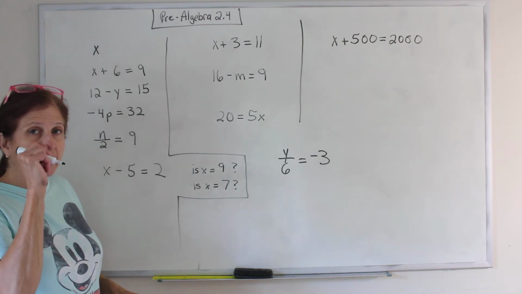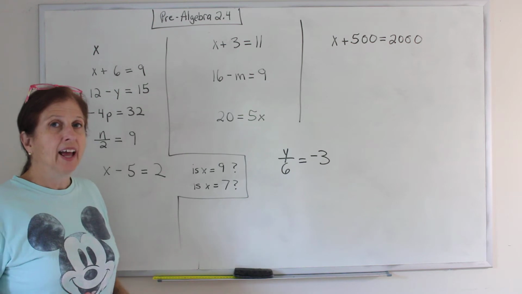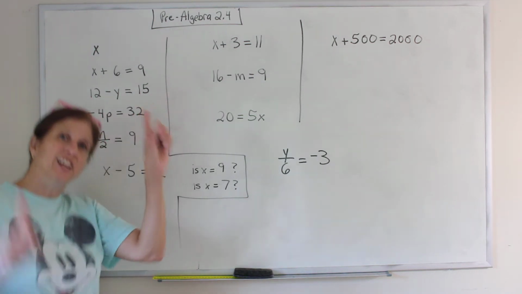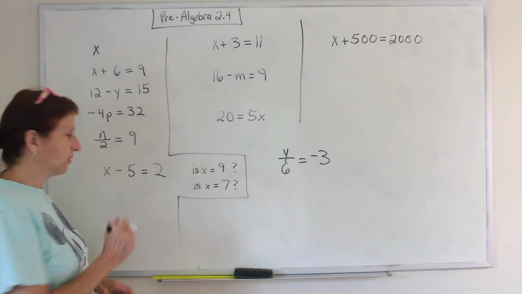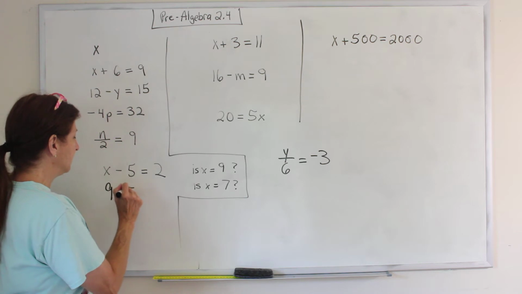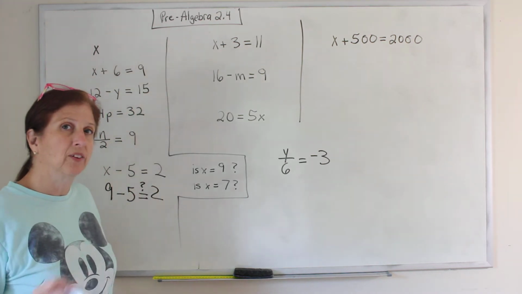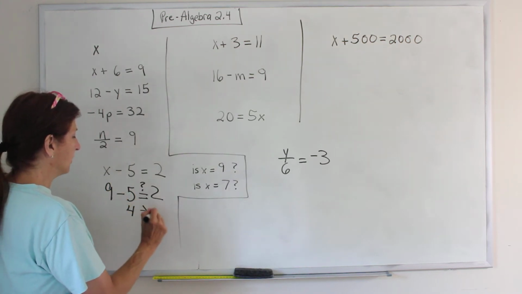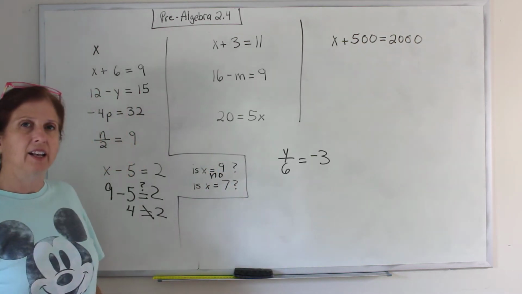Well, one way to find out is to substitute 9 in for x and see if it makes a true statement. So we sing the song, substitute. And now we're going to put 9 right where x was, right underneath. So 9 minus 5, does that equal 2? Ooh, the suspense. 9 minus 5 is 4. 4 does not equal 2. The answer is not 9.